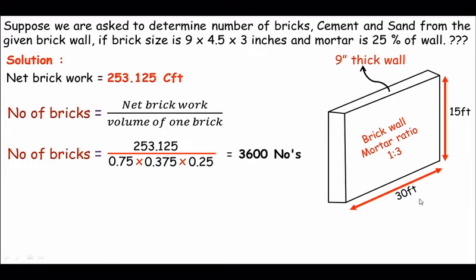So this is how we determine the number of bricks, right? But remember, there must be some kind of wastage. Let's just assume we have 10% brick wastage, right? This may be 8, 9%, 6%, no problem, right? And what's the example of this?